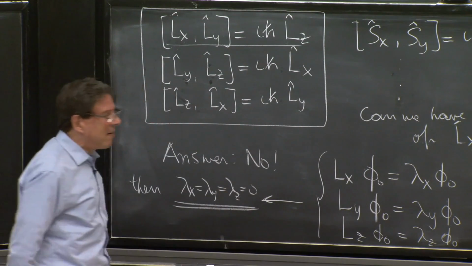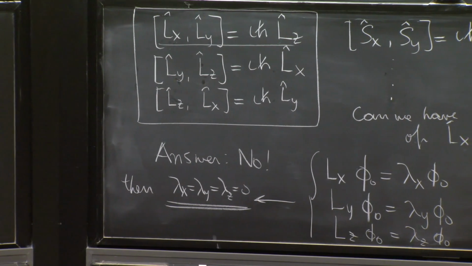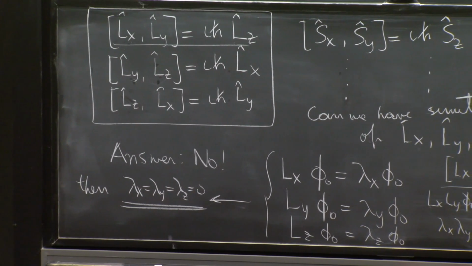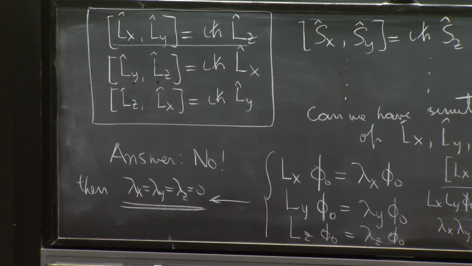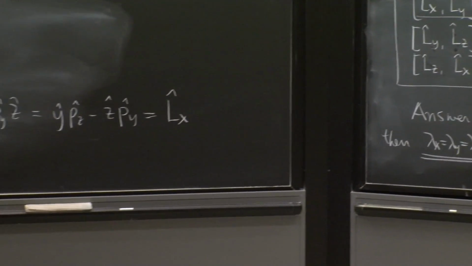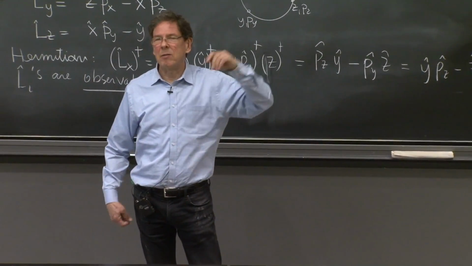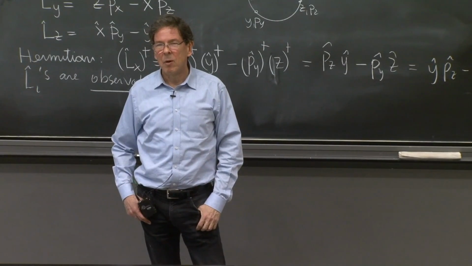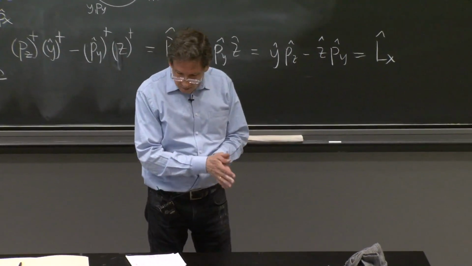So you can have something that is killed by all of the operators, but you cannot have a non-trivial state with non-trivial eigenvalues of these things. So we cannot tell what is Lx on the state and Ly on the state simultaneously. Any of those two is too much.